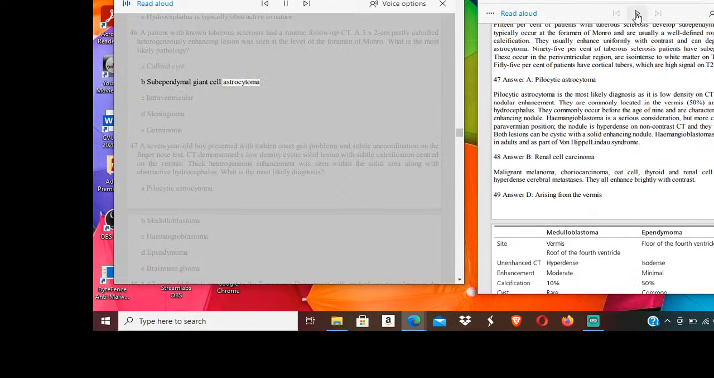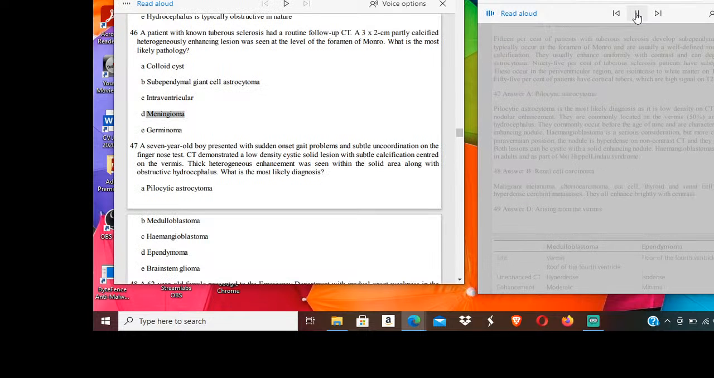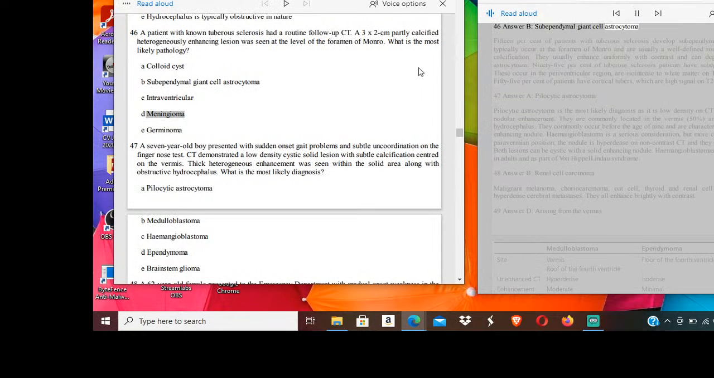B. Subependymal giant cell astrocytoma. C. Intraventricular D. meningioma. 46. Answer B. Subependymal giant cell astrocytoma.